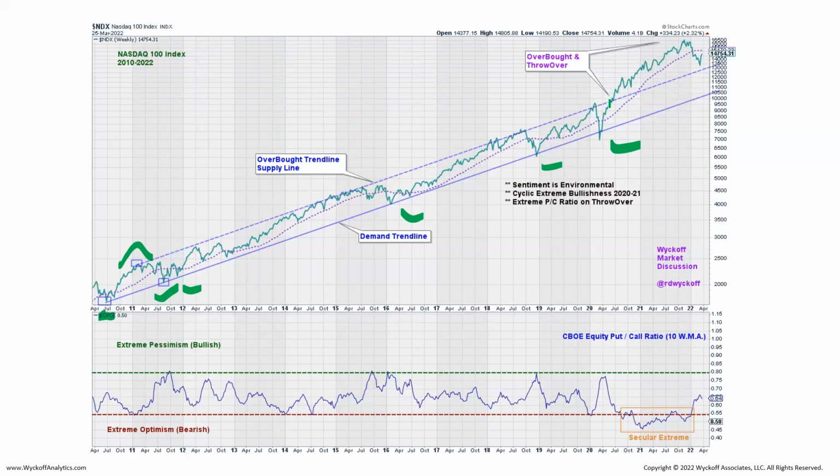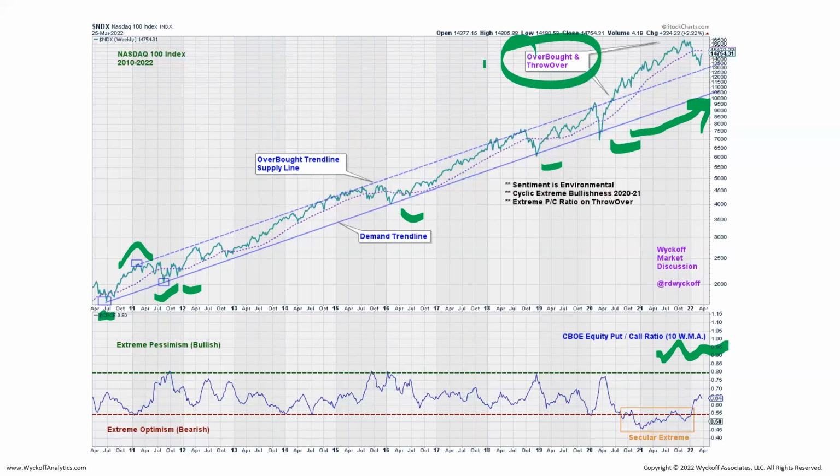Now, what I have down here on the bottom is something a little different. And this is a put call ratio. This is a 10-week moving average of put call ratio. And I want to make a point about this because I think we're looking at a secular extreme of bullish sentiment, of speculative bullish sentiment that has occurred from 2020 to the present, as the Nasdaq has bulged over the top of this upward striding trend channel. It's gone over the top in an overbought condition.